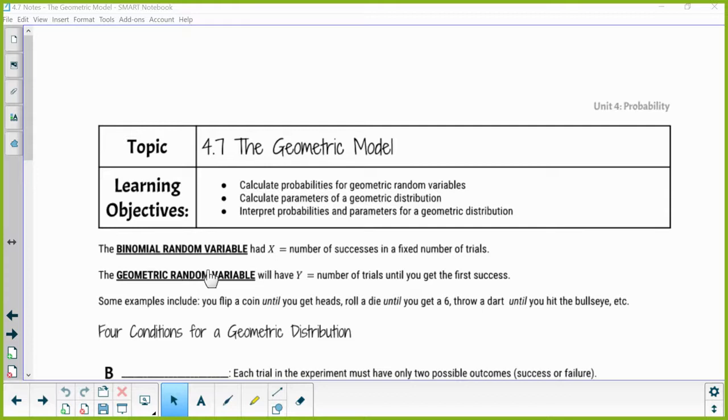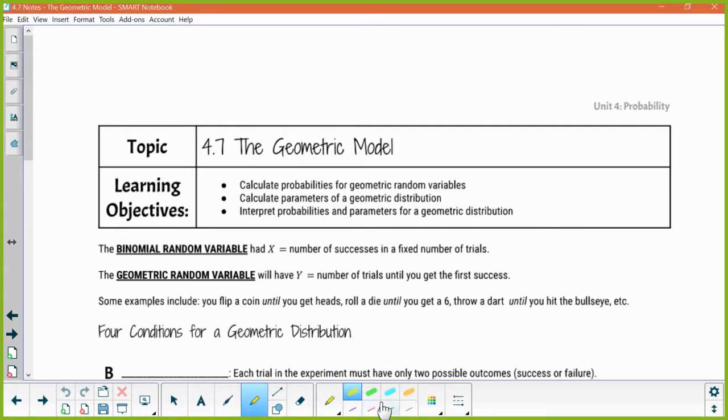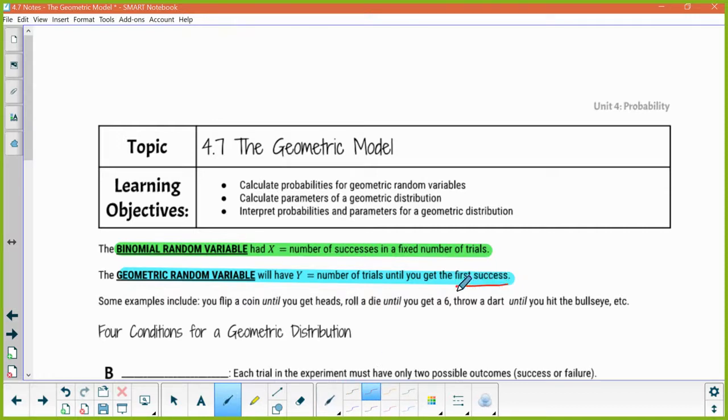Remember, the binomial random variable, which is what we talked about on Monday, has the number of successes in a fixed number of trials. We knew exactly how many dice they were rolling, exactly how many cards they were pulling. We had a fixed number of trials. The difference is that geometric is going to have the number of trials until you get your first success. That is your goal here for geometric.